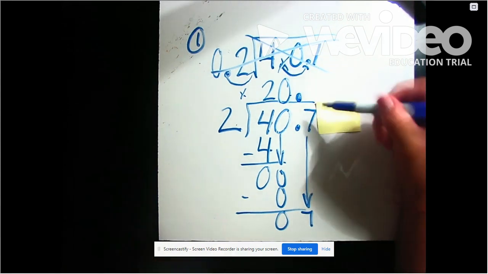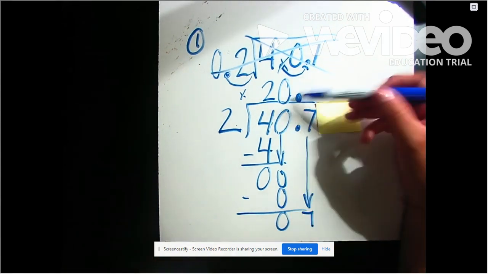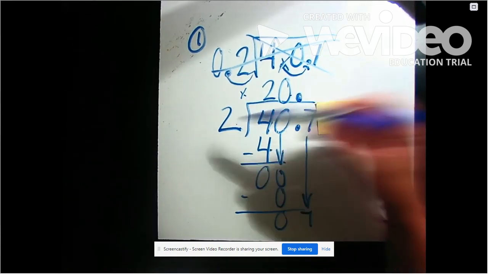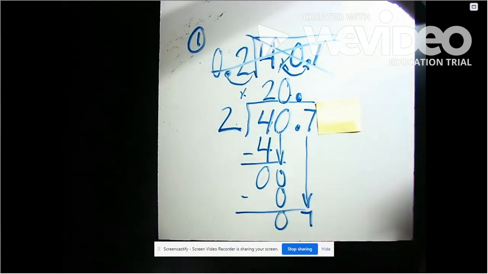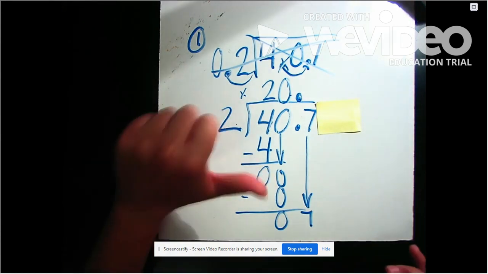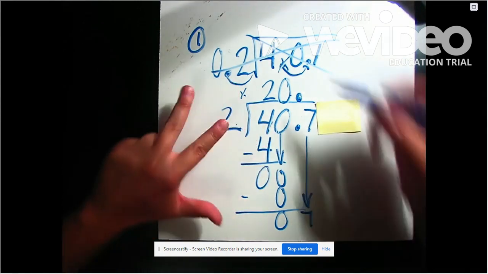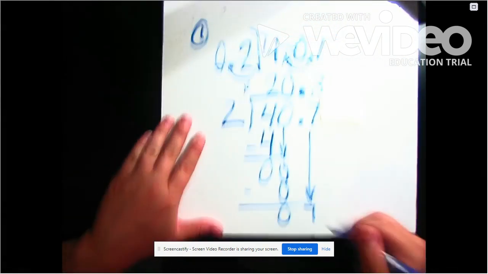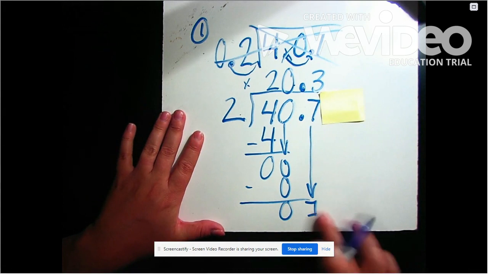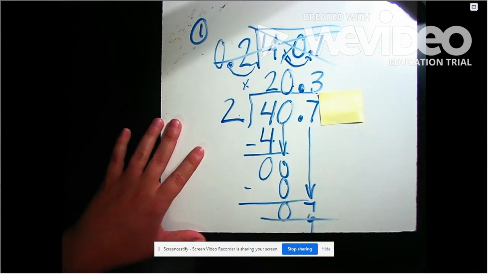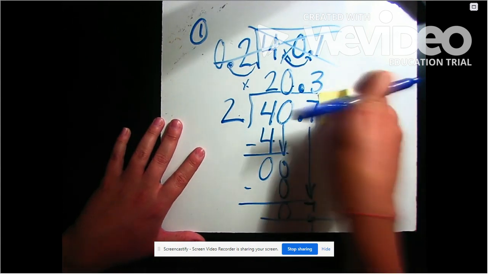Notice that I'm working right above it. It's very important to stay lined up when you have these decimals. So what times 2 gets me close to 7 without going over? So 2, 4, 6, 8 goes over. So 2, 4, 6. So 3 times 2 gives me 6. I'm left with 1. Okay, when I move over, nothing's left.